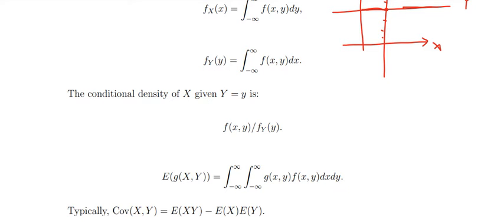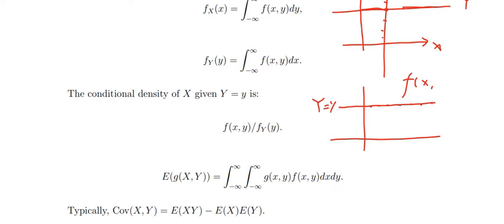And the conditional density function is when we fix y equal to y. So we just check those points. The density function is just like f(x,y), but this y is fixed. Suppose y equals y0, y is fixed.